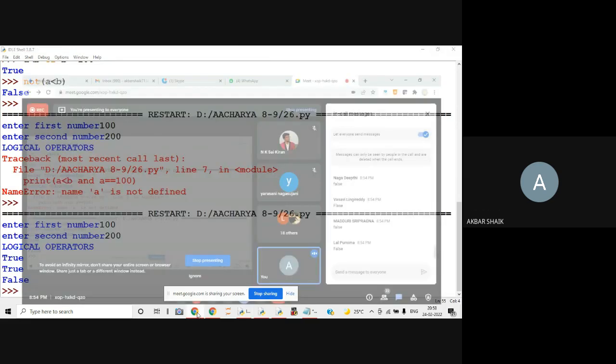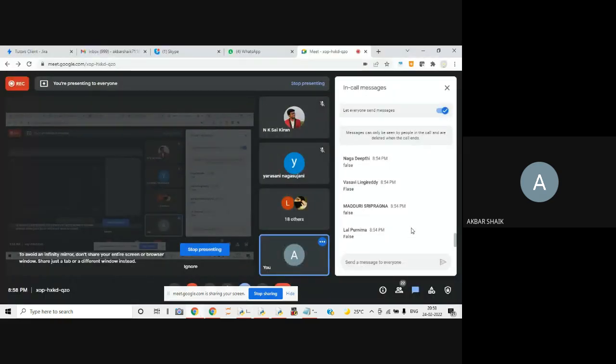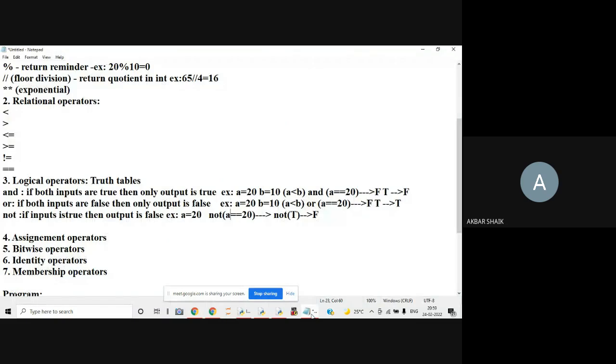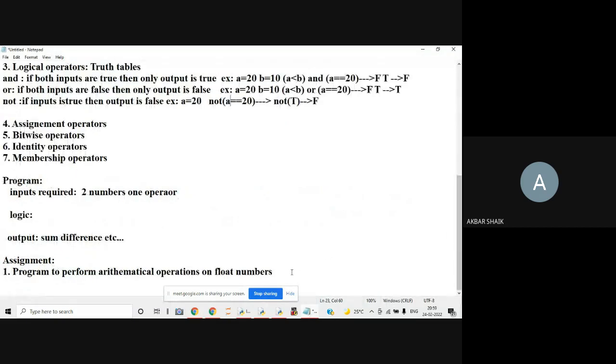Any doubts? Okay. So now I'll give one more homework question if you understood this program. Please all of you practice this: program to demonstrate relational operators using float numbers.